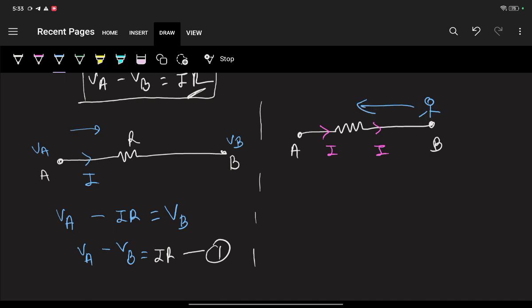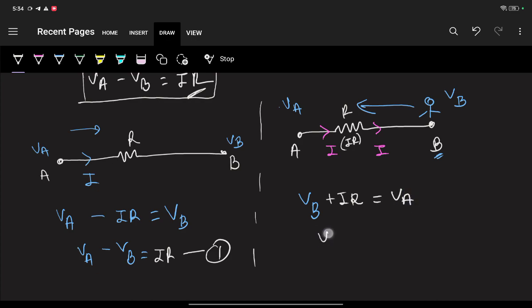Now what will happen? Let's see. We are walking from B, so the potential at B is VB. Here it is VA. Now we are walking opposite to the direction of electric current. Here the resistance is R, so the potential drop will be IR, right? But since we are walking opposite to the electric current, we are going to take it as positive: plus IR is equal to VA.